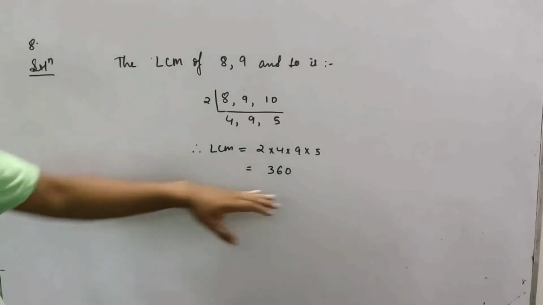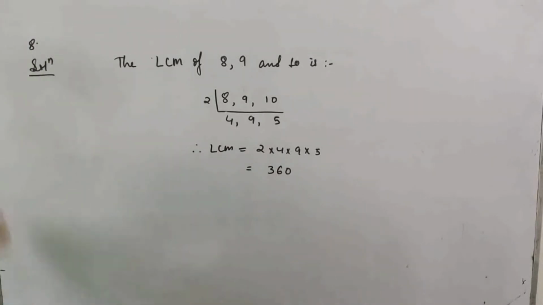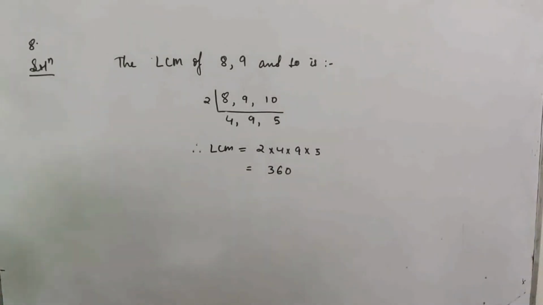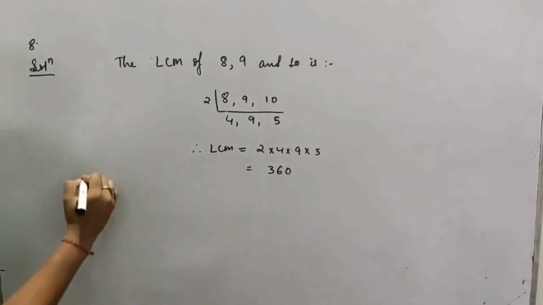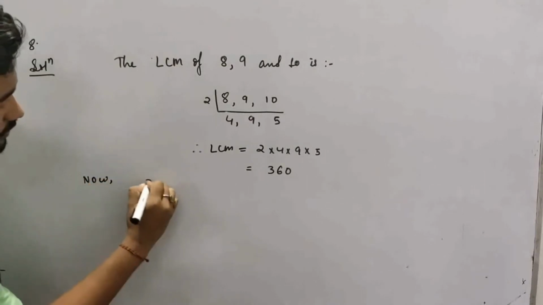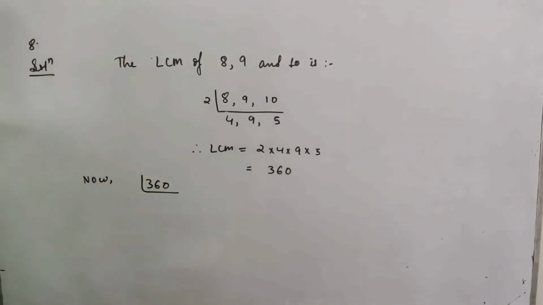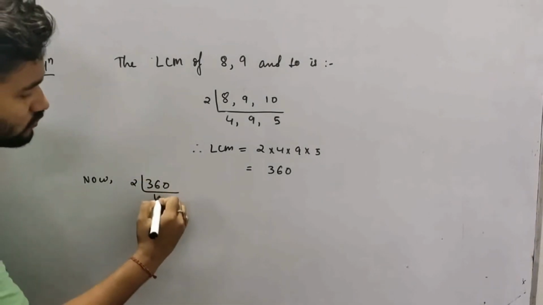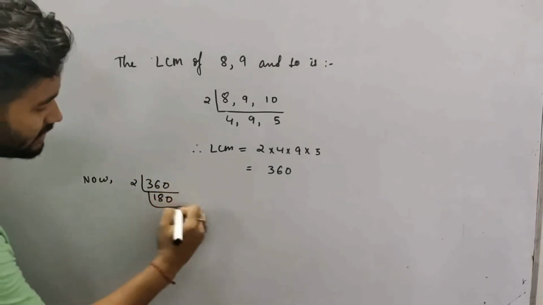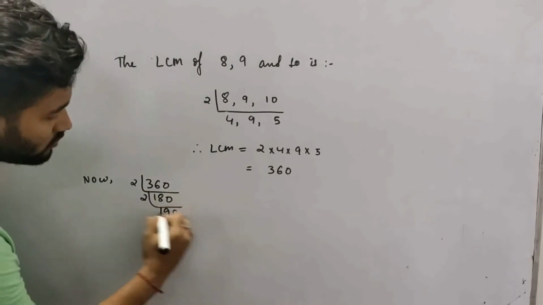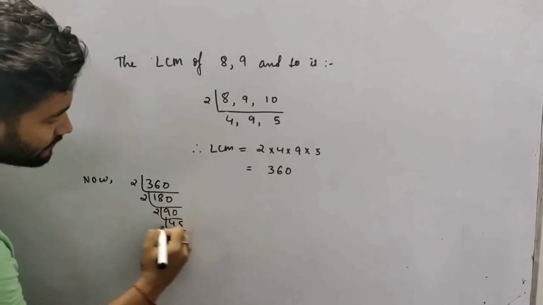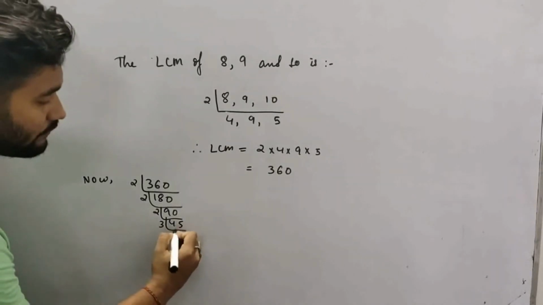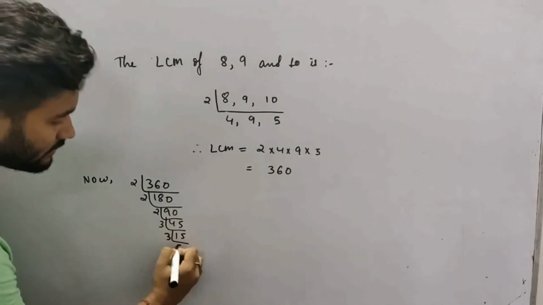The last part is what? We have to make this a perfect square. Now you make this one a perfect square. By 2: 2 ones are 2, 2 nines are 18, 0. 2 fours are 8, 9 fives are 45. Then 3: 3 ones are 3, 3 fives are 15, and then 3 fives are 15.